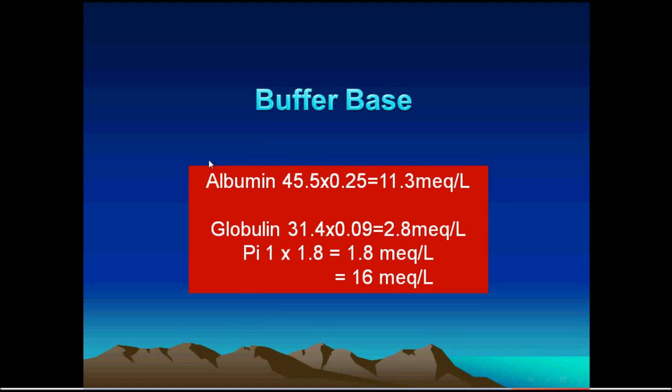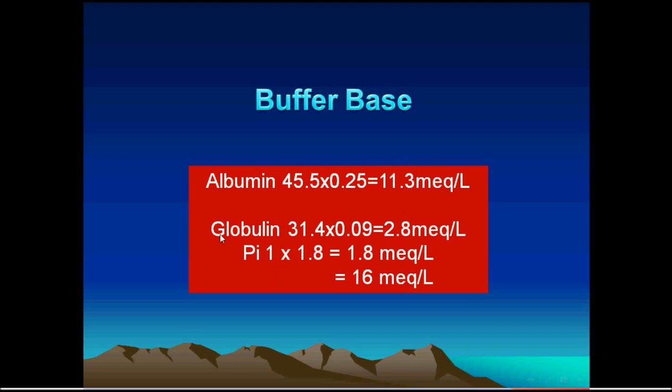The albumin, if it is present in grams, should be converted into milliequivalents, but due to the presence of charges on albumin, which are affected by the pH, it has a formula: the albumin should be multiplied by 0.25. So albumin of 4 gram percent or 40 gram per liter, multiplied by 0.25, will give you about 10 or around 11 mEq.